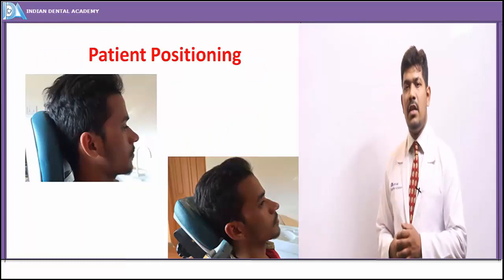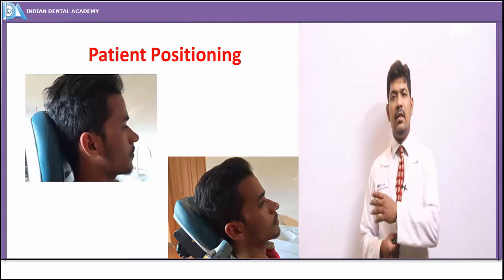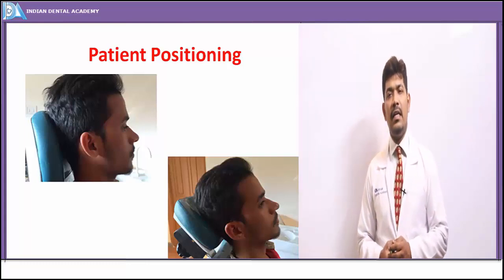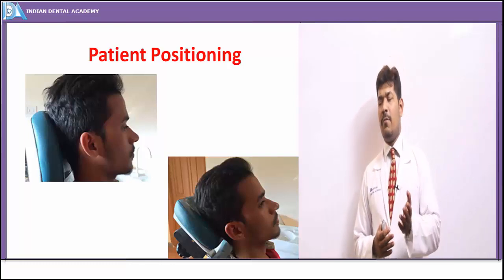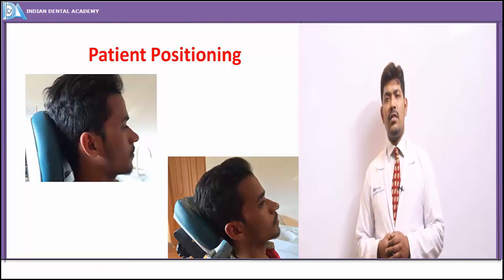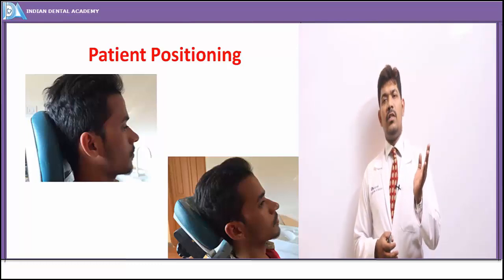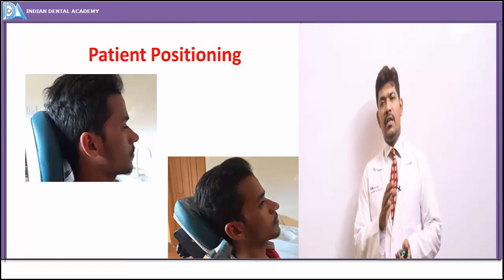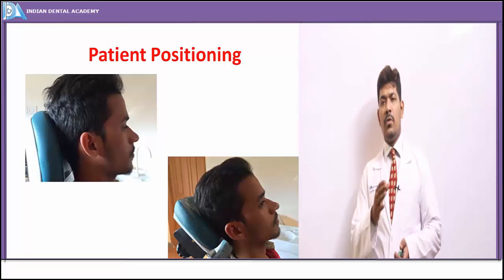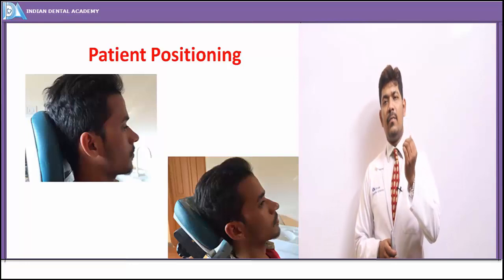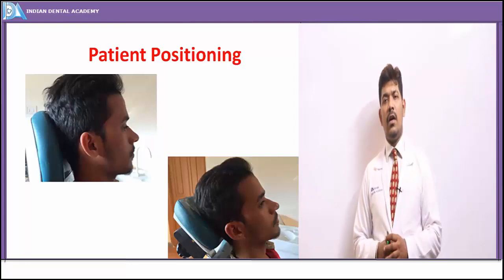The patient position, as we all know, for the maxillary and the mandibular, for both the paralleling as well as the bisecting angle technique, is almost the same. For maxillary projections, the patient is asked to sit upright. The chair position is perpendicular. It's raised up a little so that the patient's occlusal line is parallel to the ground.